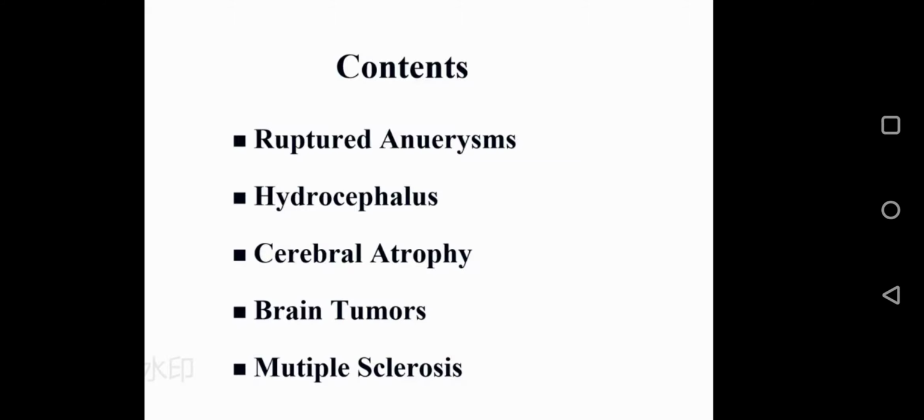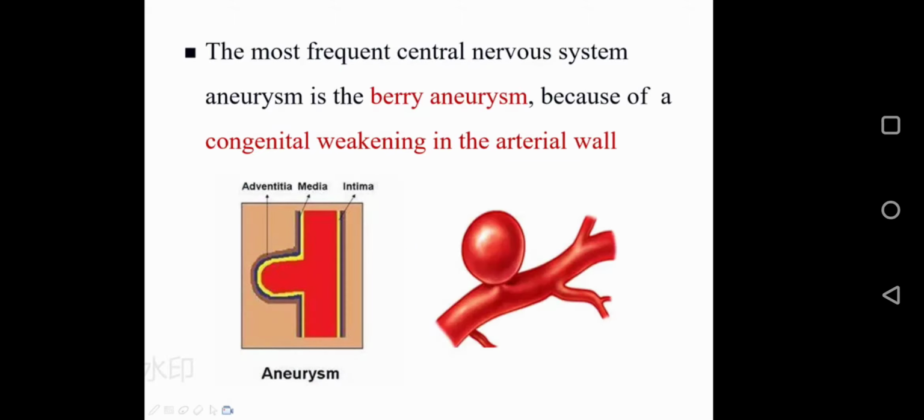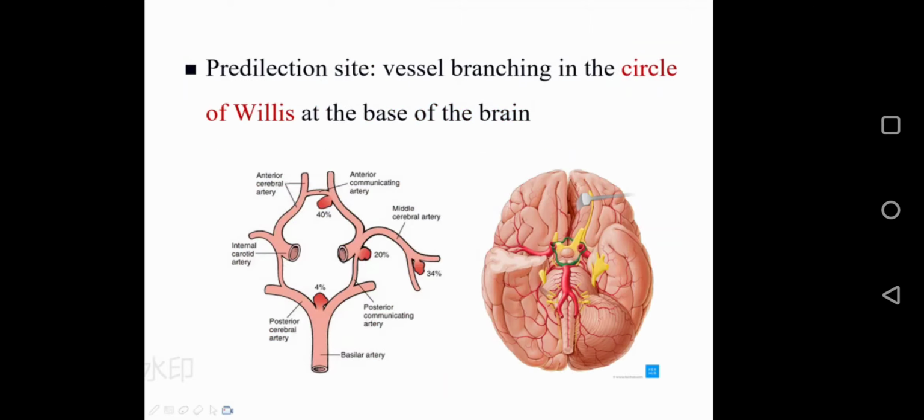The structure of the circle of Willis includes left and right internal carotid arteries, left and right anterior cerebral arteries, left and right posterior cerebral arteries, left and right posterior communicating arteries, the basilar artery, and the anterior communicating artery. The reasons for growth of aneurysms include hypertension and aging. Large aneurysms bleed most frequently.